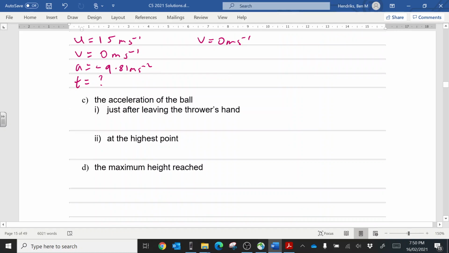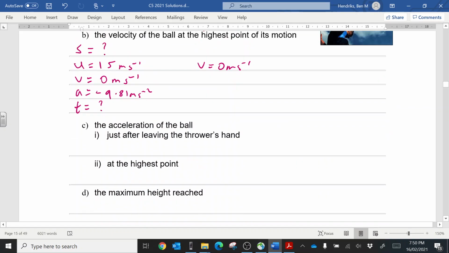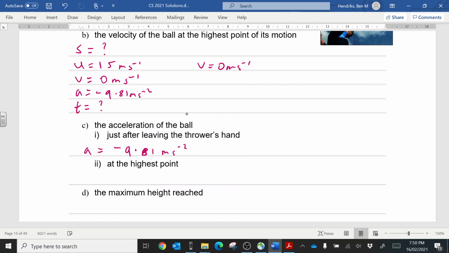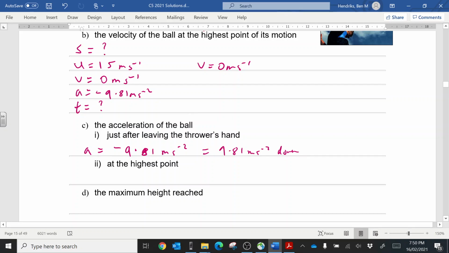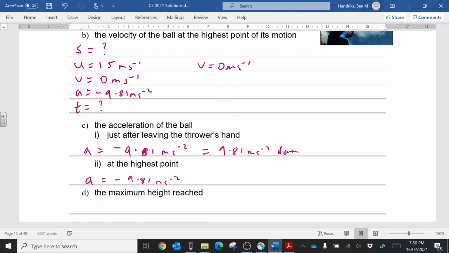The acceleration of the ball just after leaving the thrower's hand. Well, the acceleration is due to gravity, so it's negative 9.81 meters per second squared. Or you could say it's equal to 9.81 meters per second squared downwards as well. Because we've defined up as positive, if we have this negative sign, it implies that it's going down. So you don't always have to write it down. At the highest point, it still all stays the same. So a is equal to negative 9.81 meters per second squared.